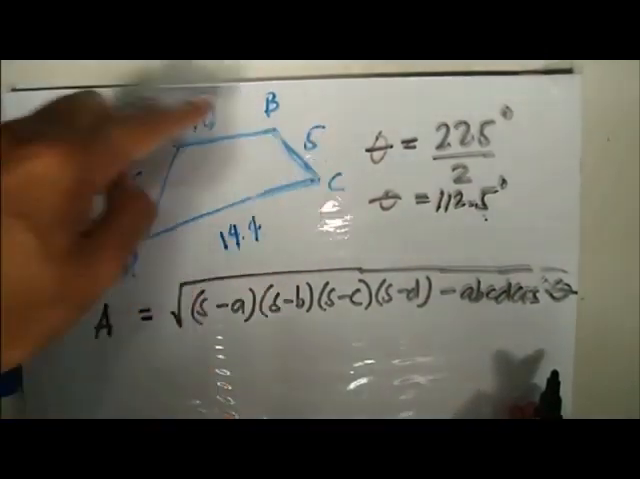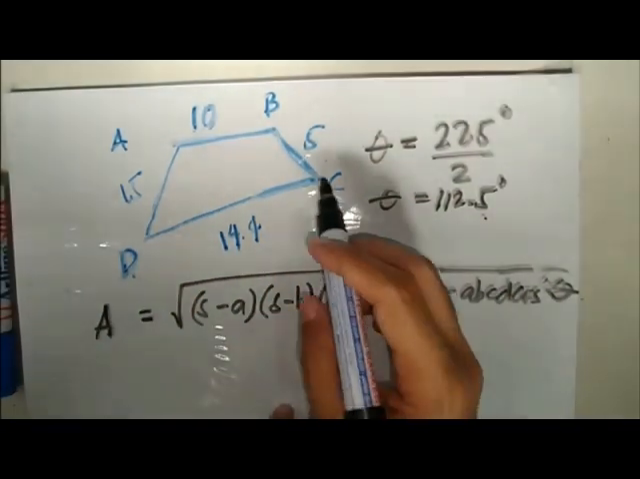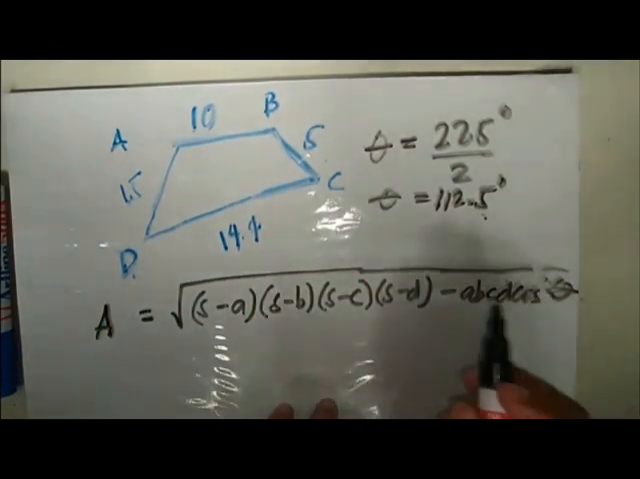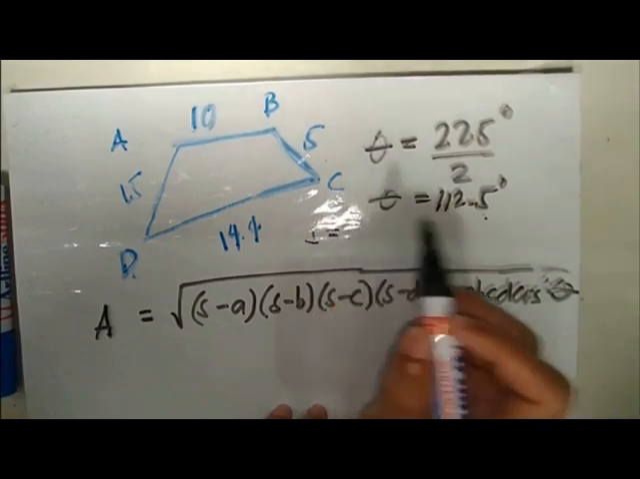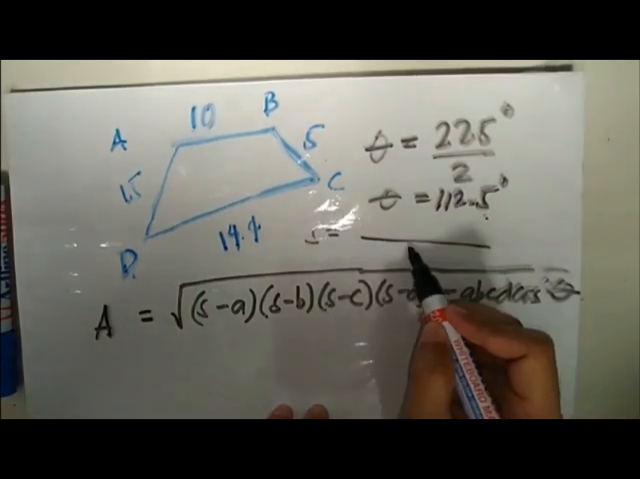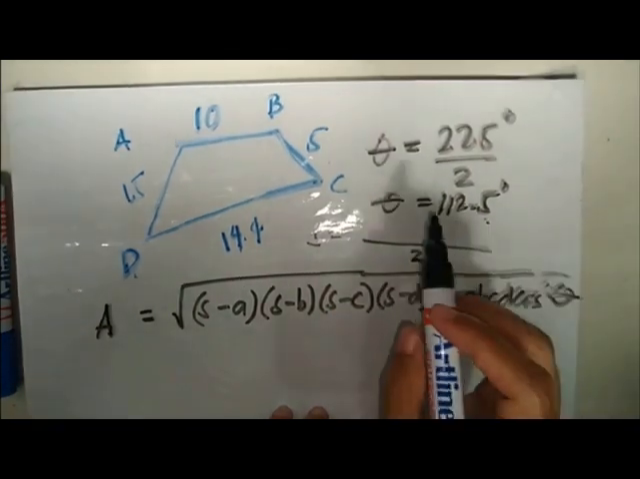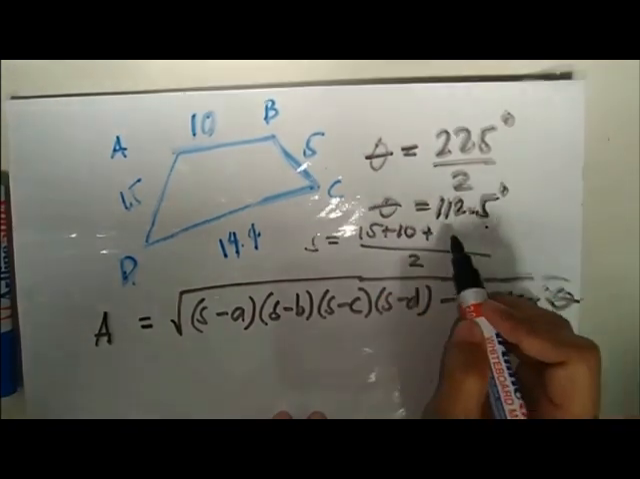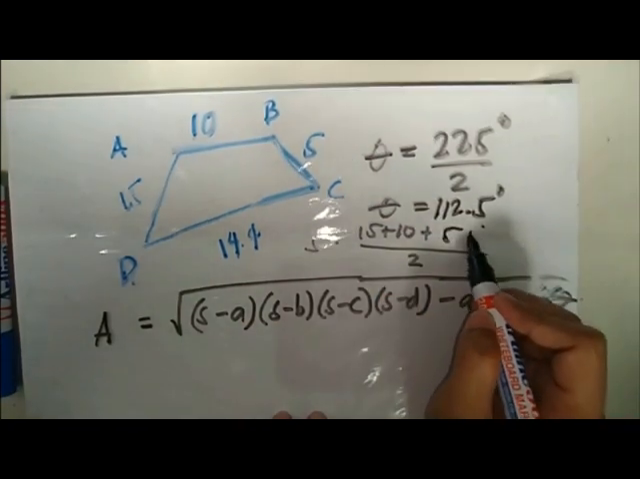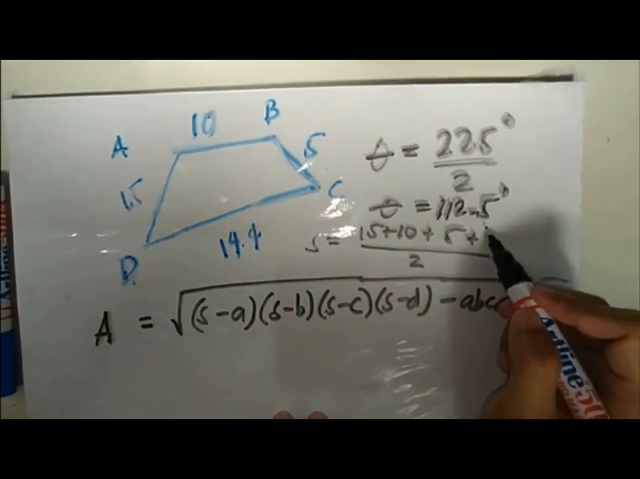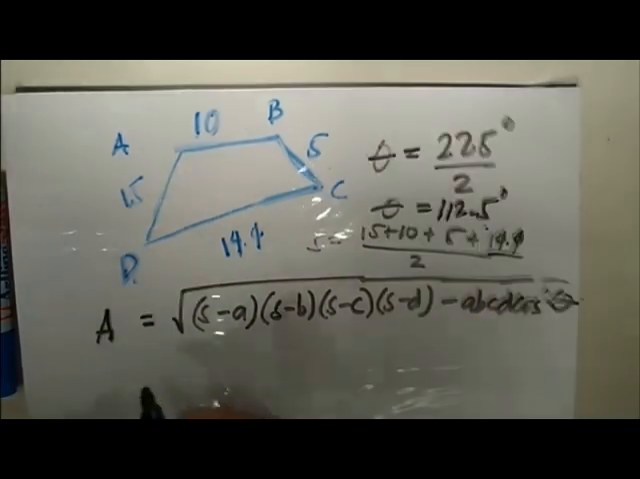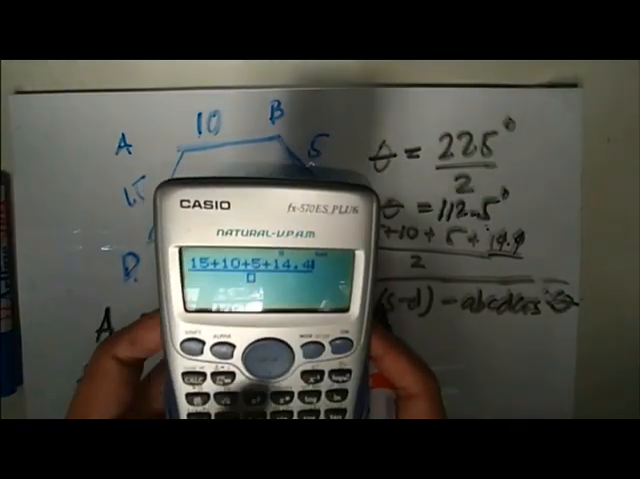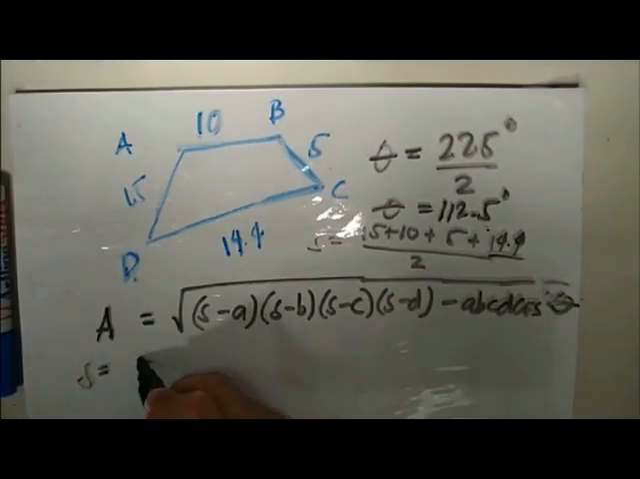So, S natin is the semi-perimeter. So, i-add natin lahat ng lengths and divide sa 2. So, you have S is equal to 15 plus 10 plus 5 plus 14.4 over 2. So, S natin here will be 22.2.